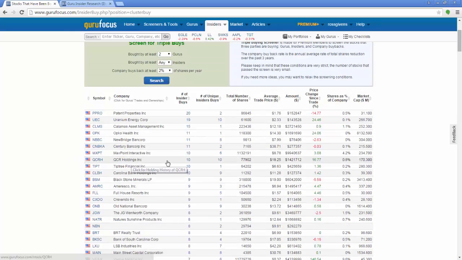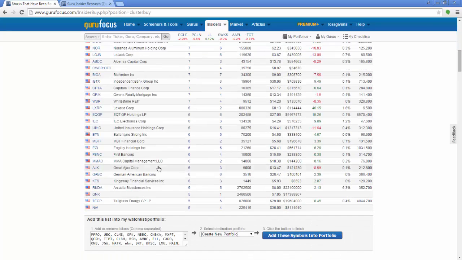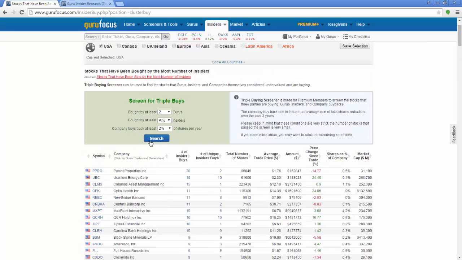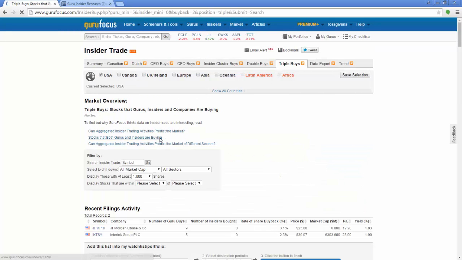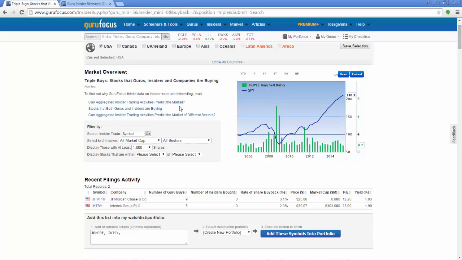Now, again, these are triple buys. So these have gurus buying them, the individuals that work there buying them in their own accounts, and the company buying them. So the list is not going to be as long as some of the others you filter. So don't make these parameters too tight. For instance, if we go all the way up to 5 gurus and do a search, we're already down to just 2 stocks, JP Morgan and Intertech Group.